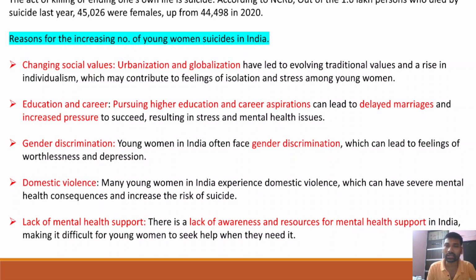Before starting this answer, it would be better if you introduce some data and facts related to women's suicides. In India, we have the National Crime Records Bureau, an agency that usually releases data related to suicides of women, crimes against women, and even farmer suicides. So it would be better if you quote some data. First, you need to define what suicide is, and then give some facts or data related to suicide among young women.